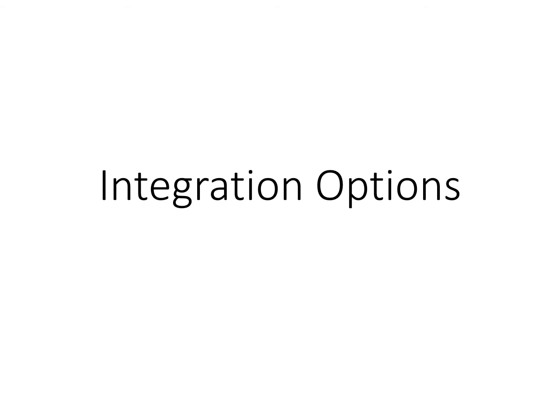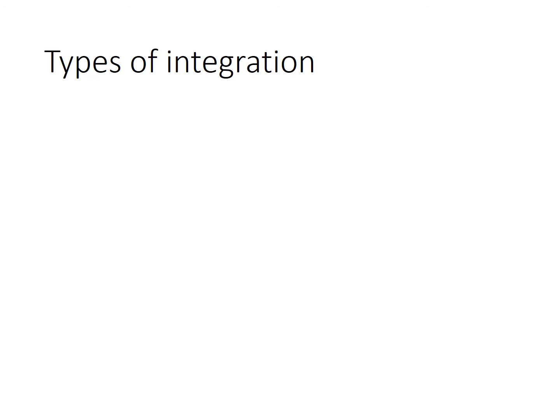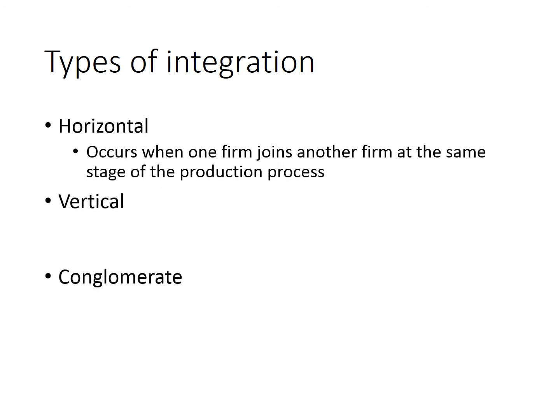This video looks at integration options or external options. There are three main types of integration: horizontal integration, vertical integration, and conglomerate integration. Horizontal occurs when one firm joins another firm at the same stage of the production process. So in effect, this is more your traditional takeover of your competitors. People who do pretty much the same thing that you do, that's horizontal integration.